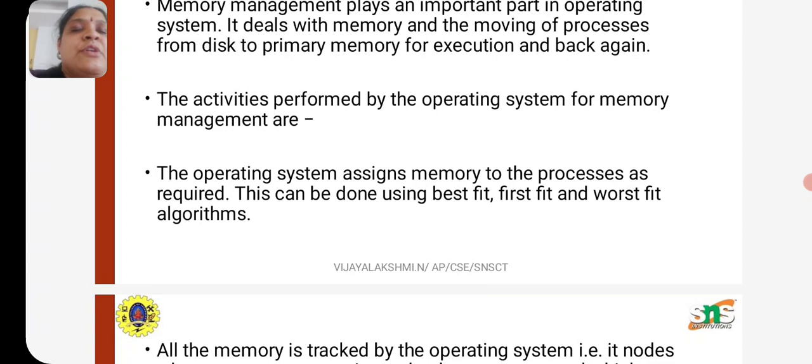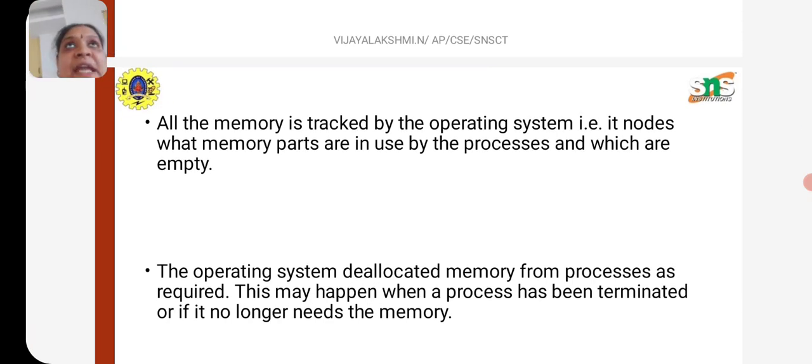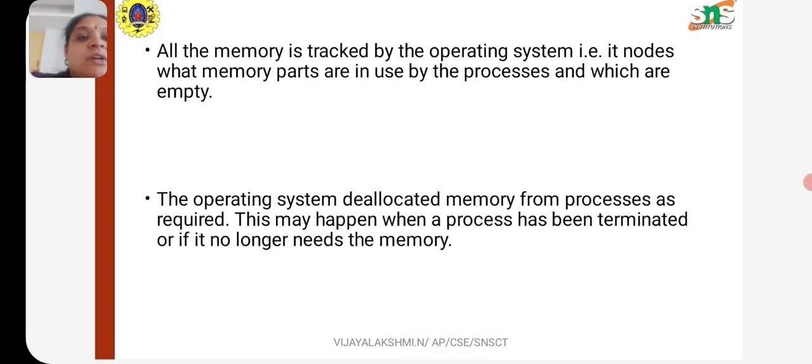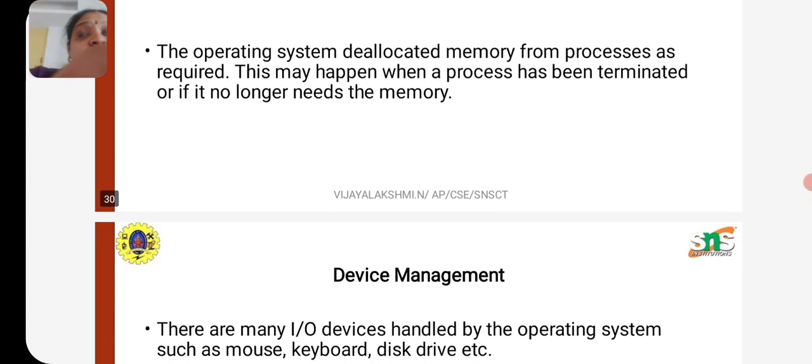What are the activities performed by the operating system for memory management? First of all, the OS will assign memory to the process as required. This can be done using the best fit, first fit and worst fit algorithms. All memory can be tracked by the operating system. The operating system will deallocate memory from a process as required. This may happen when a process has been terminated, or if the process no longer needs that memory, the memory will be deallocated.